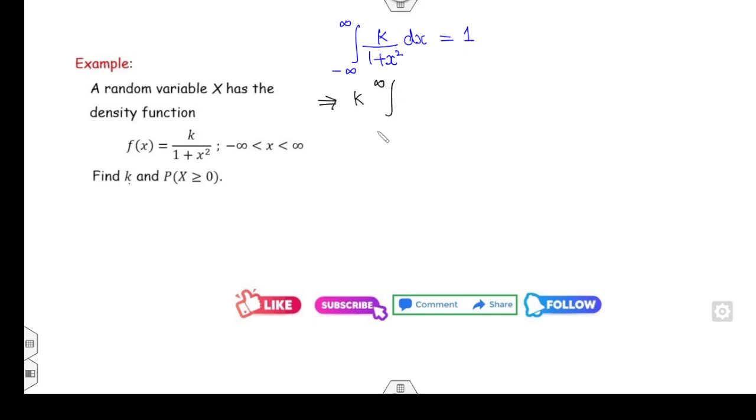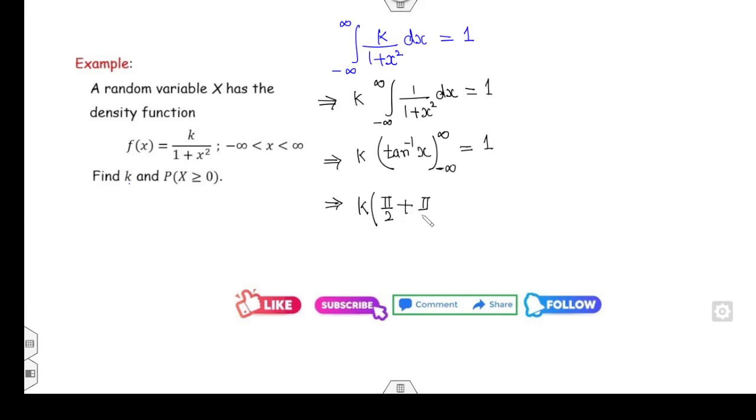What is the integration of 1 over 1 plus x square? We all know the integration is tan inverse x from minus infinity to plus infinity. Now you can substitute: tan inverse infinity is pi over 2, minus, if you substitute the lower limit, it's minus pi over 2. So k times pi is 1, hence k is 1 over pi.